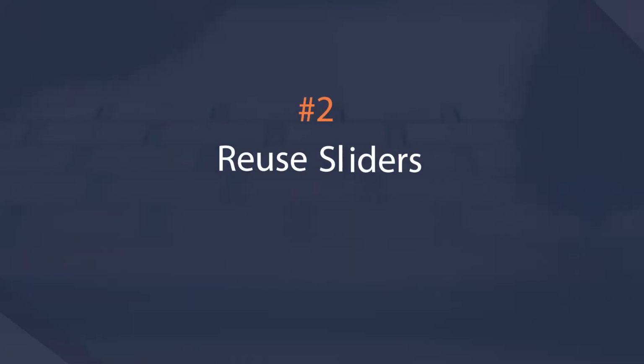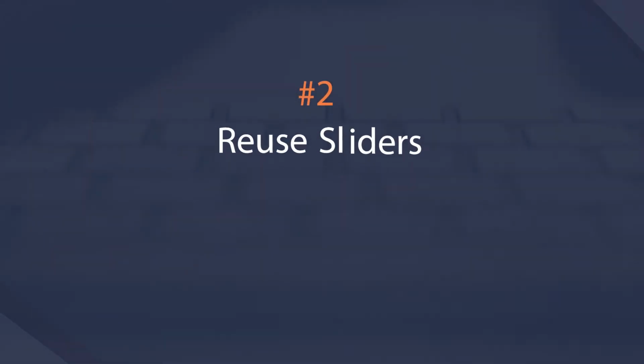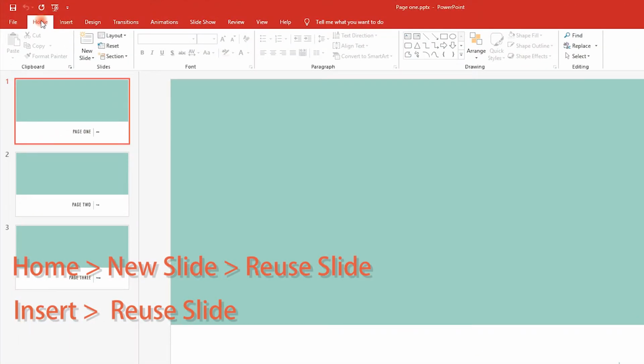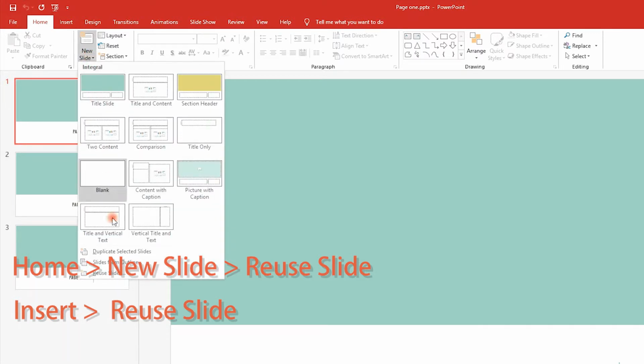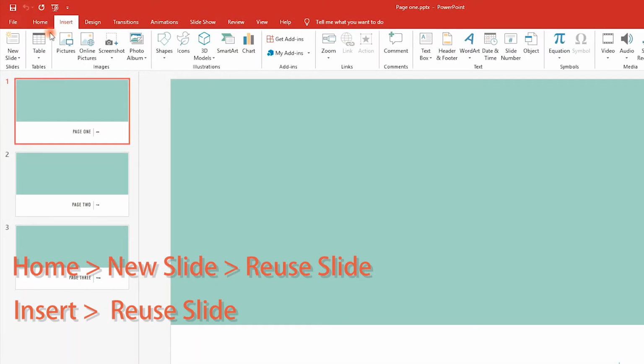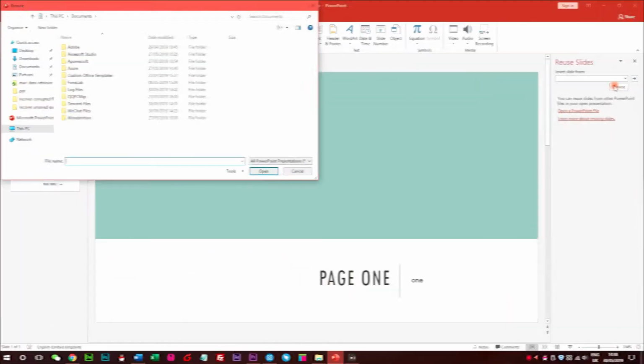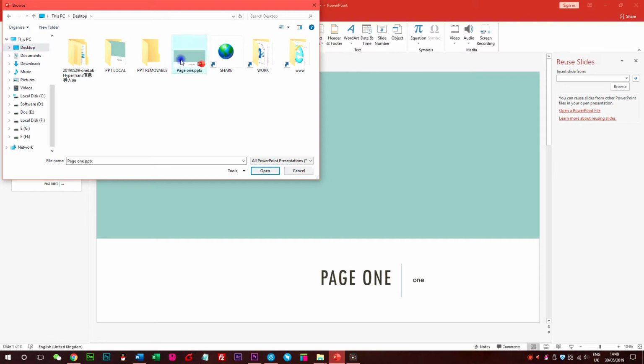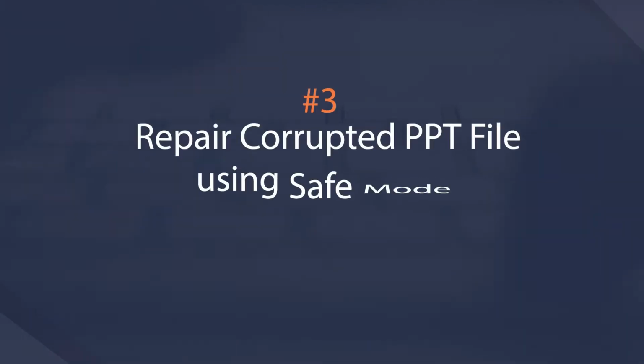Option 2. Reuse slides. Reuse slides is a special feature of PowerPoint to insert slides of a corrupted presentation into a new file without opening the broken one. You can watch the following tutorial to learn how. Access Reuse Slides through Home, New Slide, Reuse Slides, or Insert, New Slide. And then you can click Browse to choose the slide you want to insert from. Click Open.